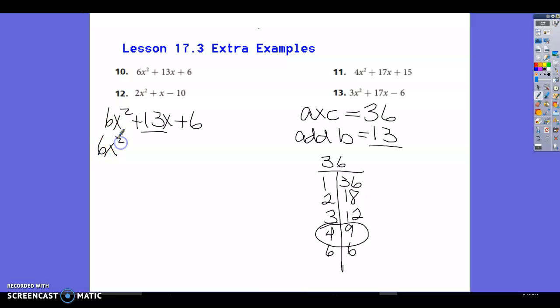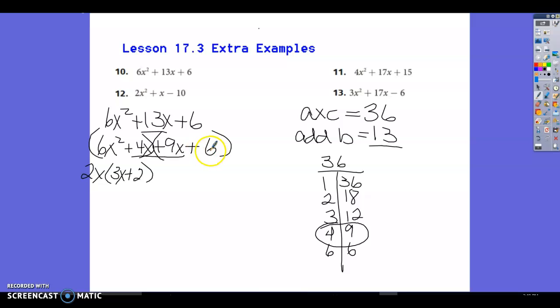So 6x squared. Now I need plus 4x plus 9x. Again, 4x and 9x is just in place of the 13x. And the reason I do this, now I have 4 terms. When I have 4 terms, I can group them as 2 binomials. All right, my greatest common factor here is going to be 2x. When I factor a 2x out of 6x squared, I'm left with 3x. 2x times 2 gives me 4x.